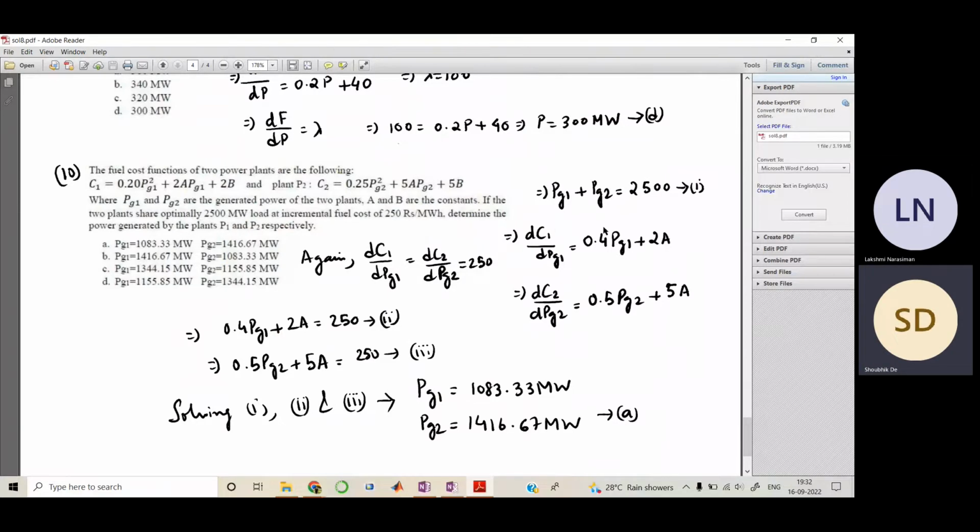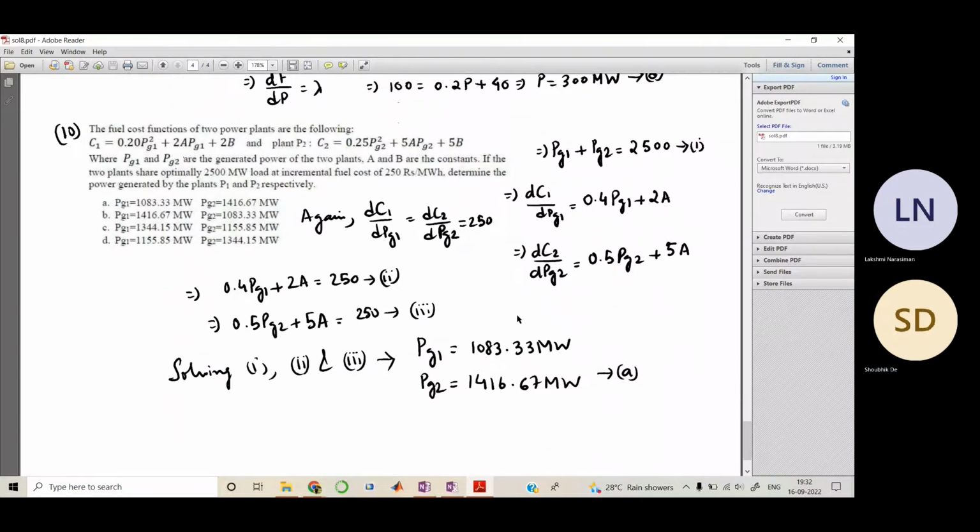Now, let's differentiate this. It comes out to be 0.4 PG1 plus 2A, and this comes out to be 0.5 PG2 plus 5A. They have mentioned the incremental fuel cost, and it is to be equal. Since they haven't mentioned anything else about dC1 by dPG1, we take each of these to be 250. So these are your equations 2 and 3. You have three unknowns and three equations. You solve these three equations, you get your PG1 and PG2. So this was your question number 10.